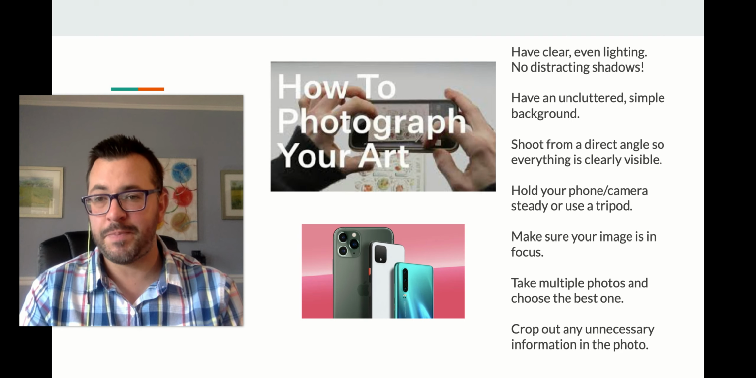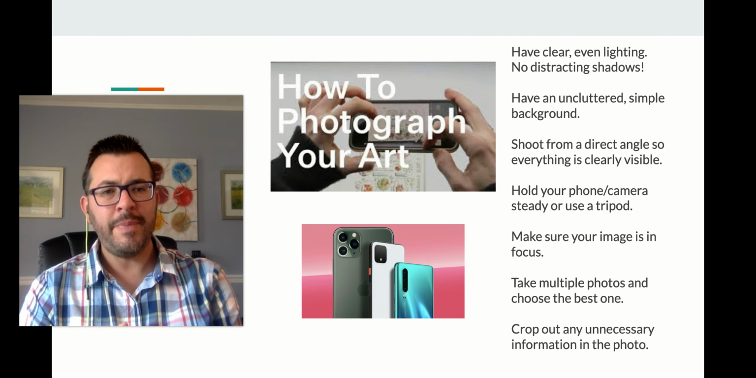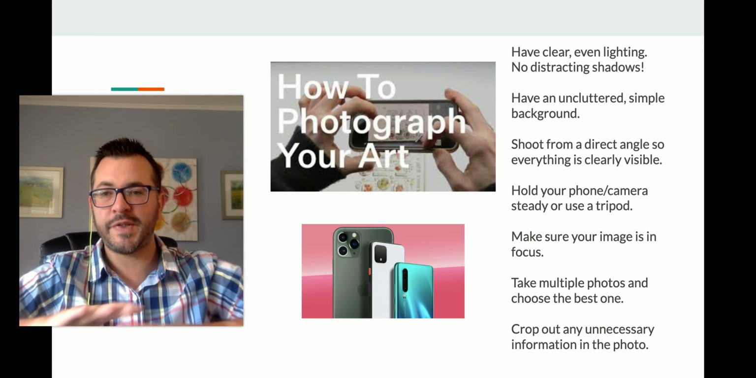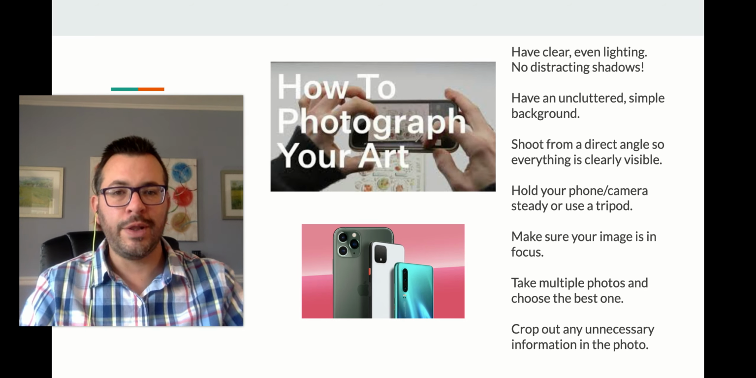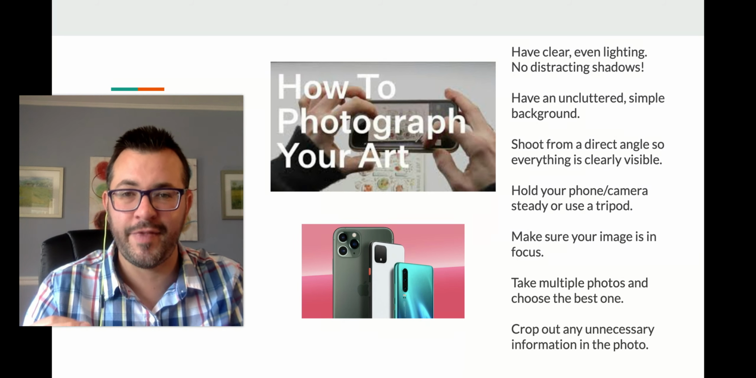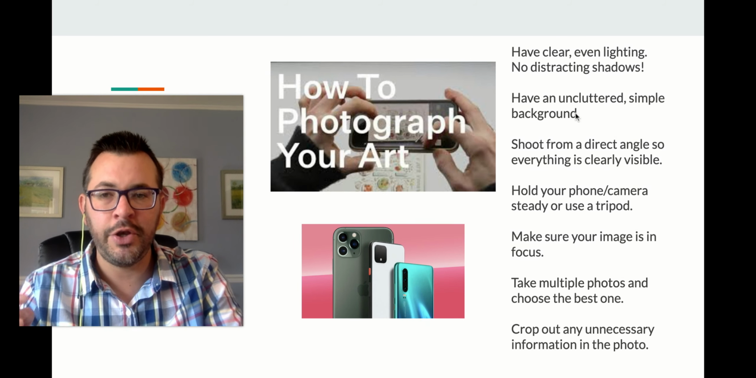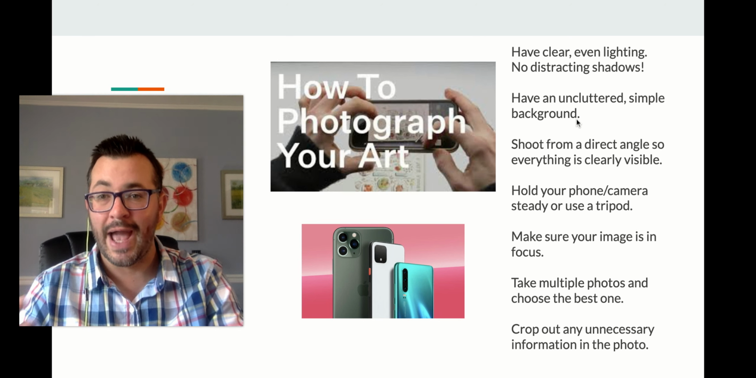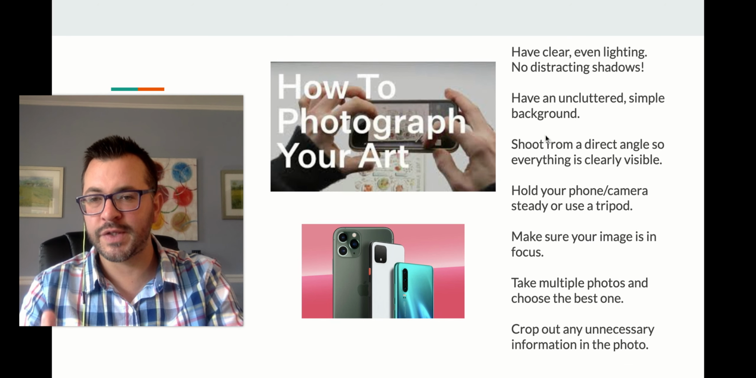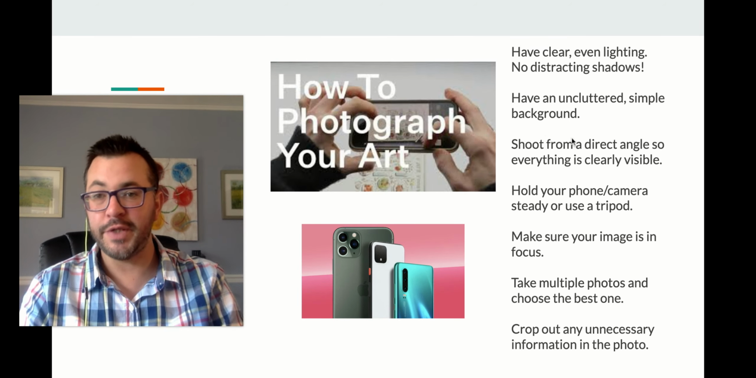If you don't have a space available to you like that, maybe just put a sheet down so that you've got a solid color, or lay out some sheets of paper and then arrange your objects on top of that so that the background is uncluttered and does not distract from your subject. Shoot from a direct angle so everything is clearly visible. Right? You want to make sure that we can see the objects so we can see all of them.